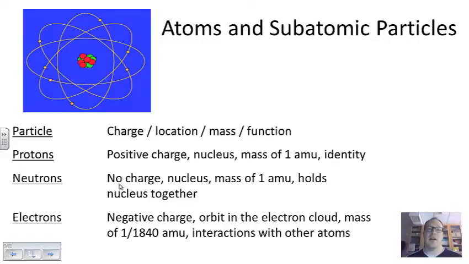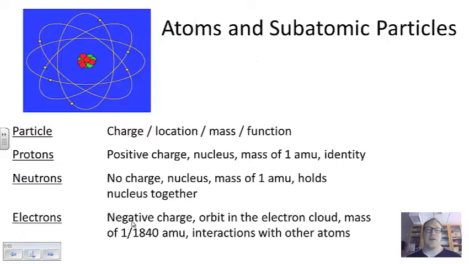Neutrons are subatomic particles that have no charge. Like the protons, they are found in the nucleus. They also have a mass of 1 atomic mass unit, and their function seems to be to lend stability to the nucleus and hold the nucleus together. In some instances, if you don't have the right number of protons and neutrons combined, the nucleus seems to be unstable, and when you have atoms that have an unstable nucleus, that results in something called radioactivity, which is something we will study later on this year.